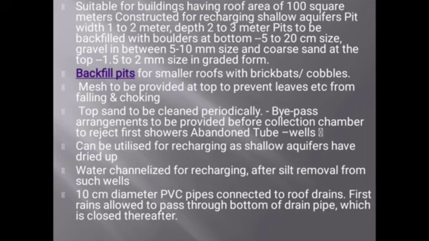A bypass arrangement is to be provided before the collecting chamber to discard the first shower. Abandoned tube wells can be utilized for recharging where shallow aquifers have dried up. Water is channelized for recharging after silt removal from such wells. 10 cm diameter PVC pipes are connected for roof drains. The first rains are allowed to pass through the bottom of the drain pipe, which is closed thereafter.